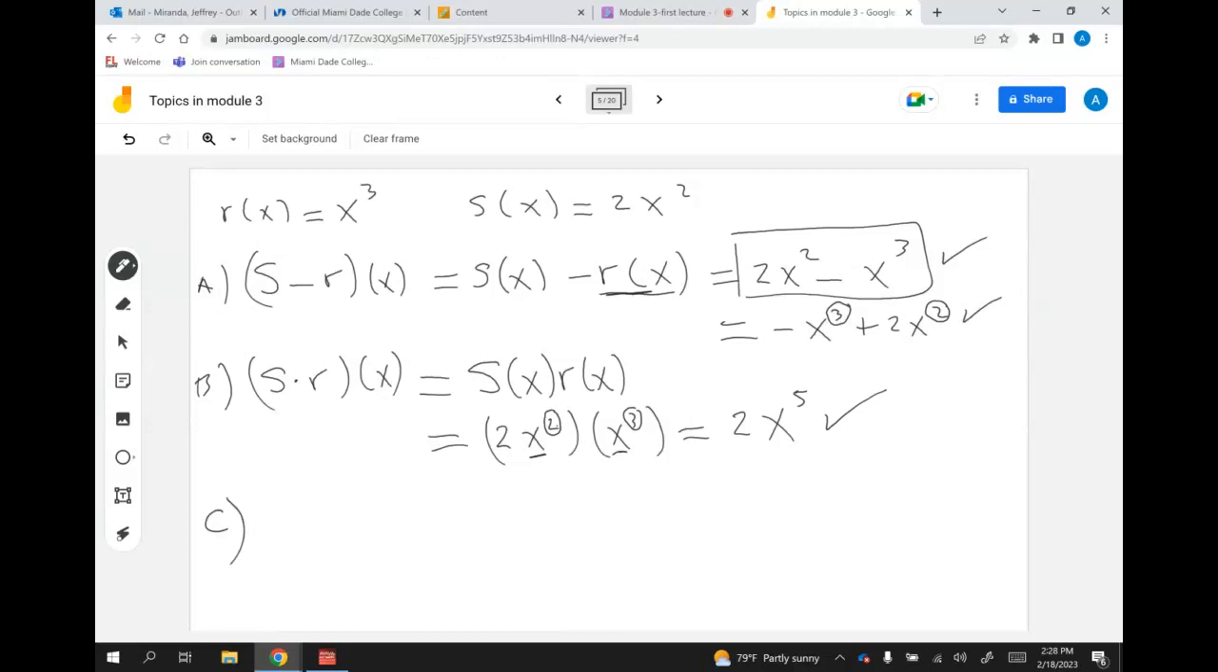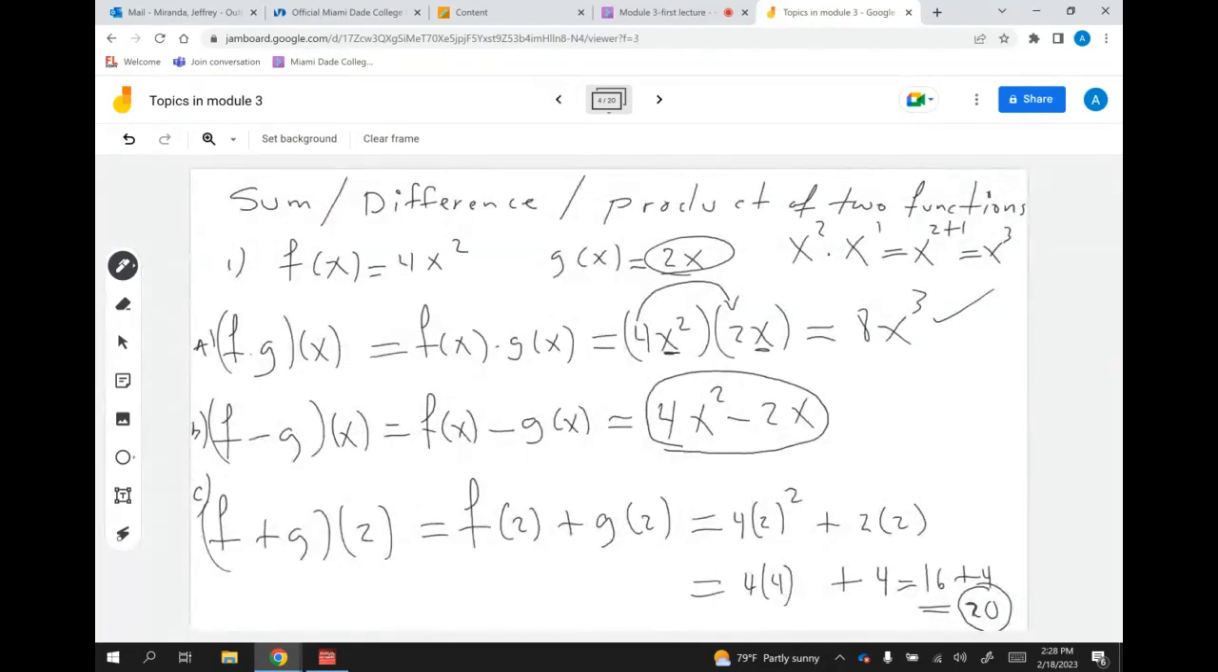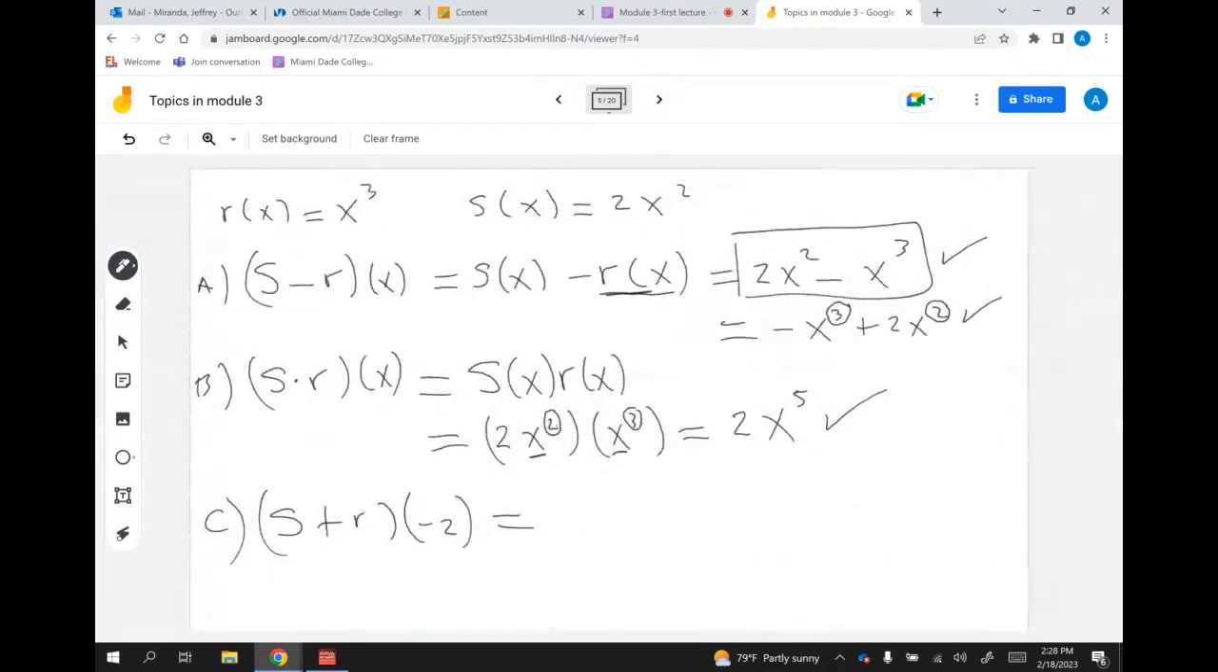Part C. Let's see, what is it that they want us to do? They want us to do the following: S plus R evaluated at -2. Okay, similar to what we did here. You see, here was F plus G evaluated at 2. So this is S plus R evaluated at -2. First thing you do is write it like this: S evaluated at -2 plus R evaluated at -2. I think I said 2, but it's actually -2. Okay. All right. So what do we do now?